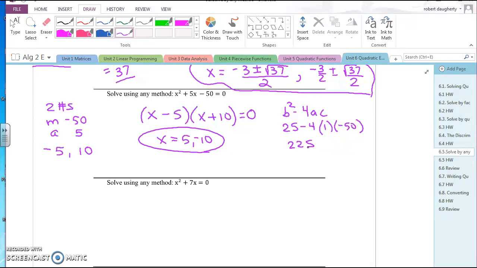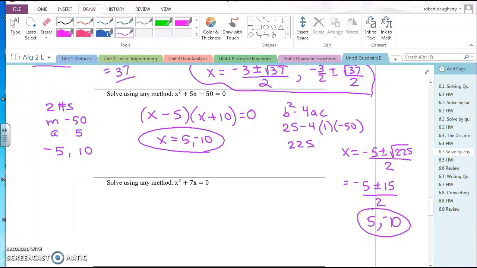If I did the quadratic formula, x is negative b, so that's negative 5 plus or minus the square root of 225 over 2a, which is 2. So this is negative 5 plus or minus 15 over 2. So take the plus sign. Negative 5 plus 15, that's 10 over 2, that's 5. Take the minus sign. Negative 5 minus 15 is minus 20 over 2, that's minus 10. I get the same two numbers, okay? Not too much extra work, but if we're solving by any method, either of these would have worked. So there's no one right way to get this to work for you.